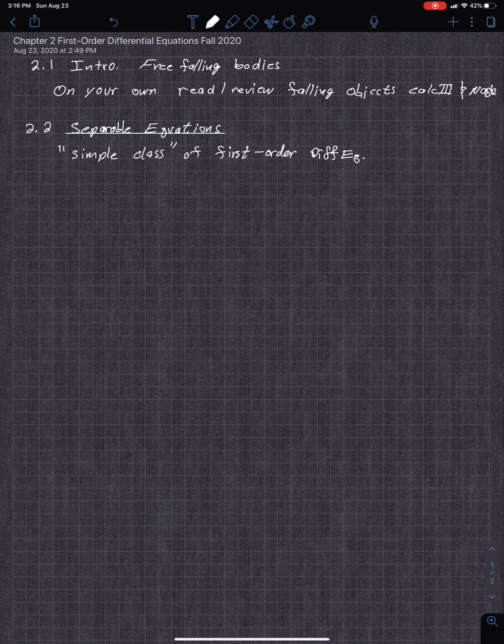Moving on to chapter 2, first order differential equations. 2.1, there's actually not even homework assigned in the book. But it's just an introduction, and it looks at a few different things, but mostly free-falling bodies or objects. So check that out on your own, just to familiarize yourself; the beginnings of this stuff should be familiar to you.